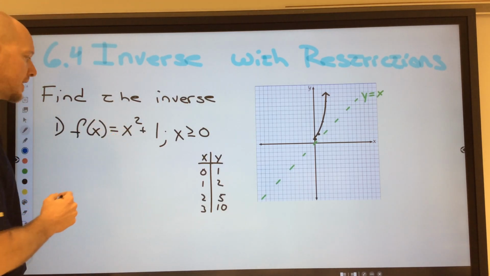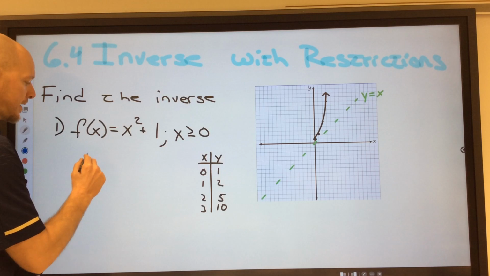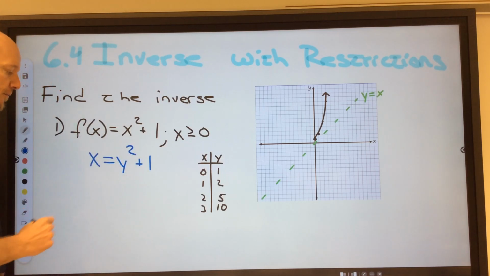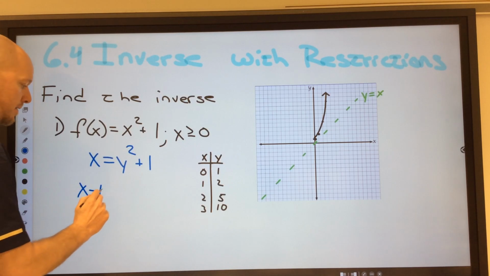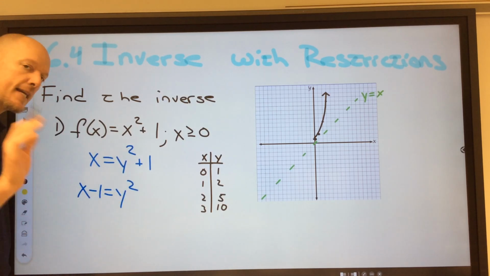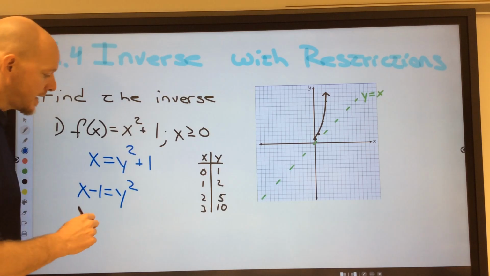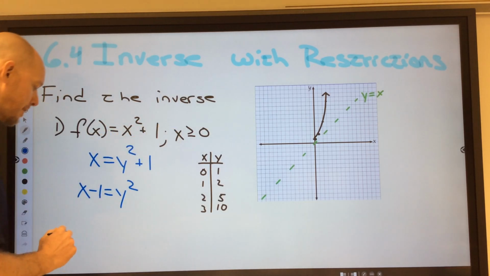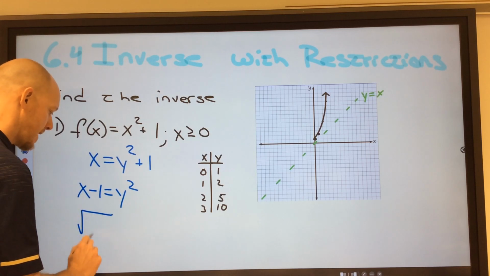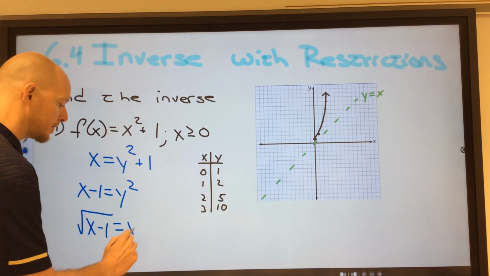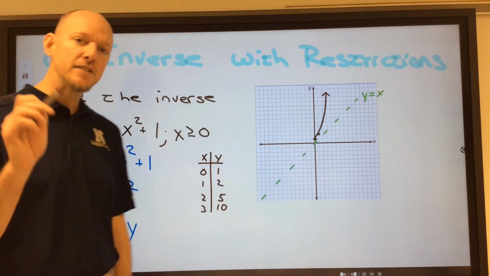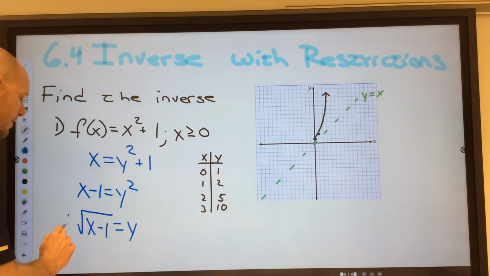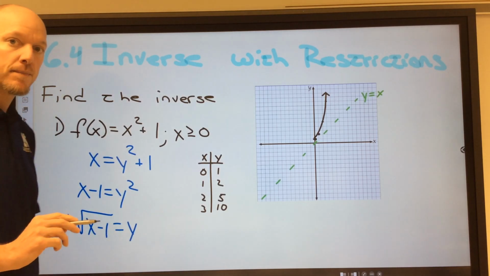So when we find the inverse here, we remember that we switch x and y, and we're going to solve for y. And here's where the interesting part comes up: since I have a square, to solve this I take the square root of both sides. And upon taking the square root of both sides, I also remember that in the solving process, I should have a plus and minus.